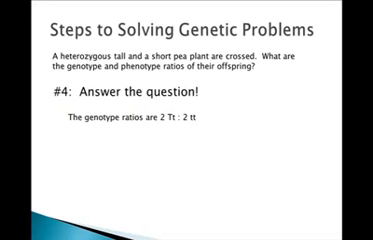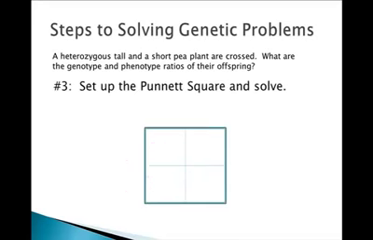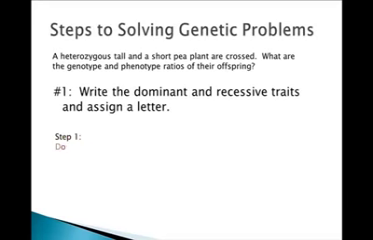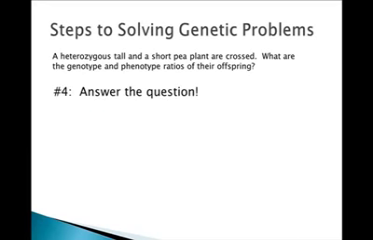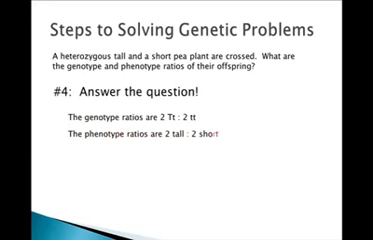And the phenotype ratios, if you take a look at step 1, it tells you what those phenotypes are going to be. So tall is anything with a big T, short is anything with little t. So the phenotype ratios are 2 tall to 2 short. Okay, so here's your practice time.